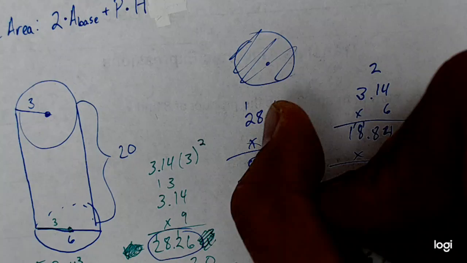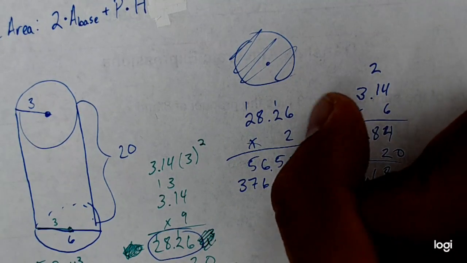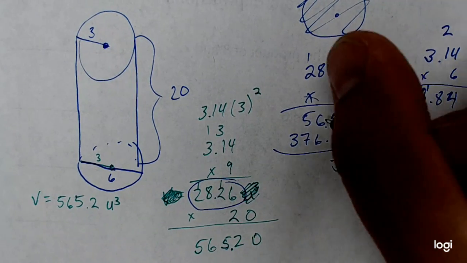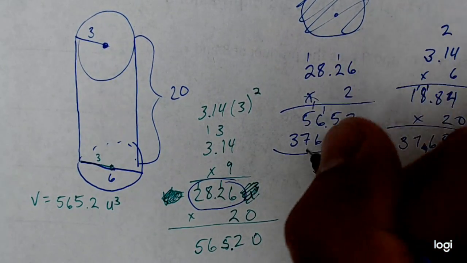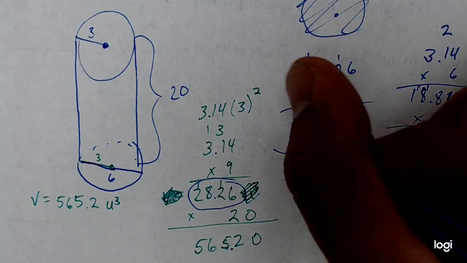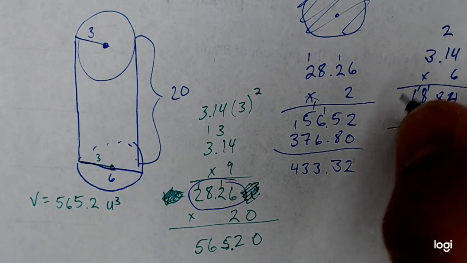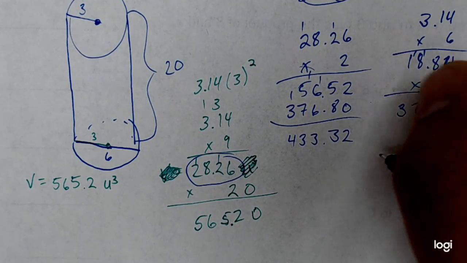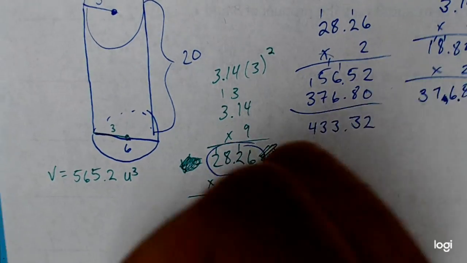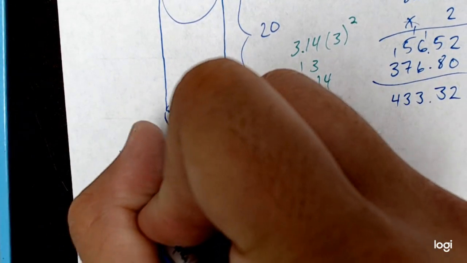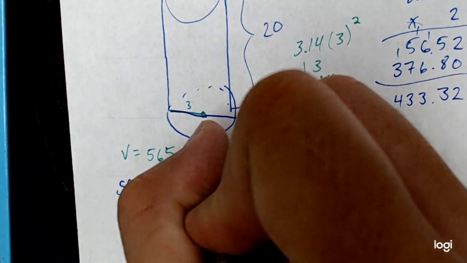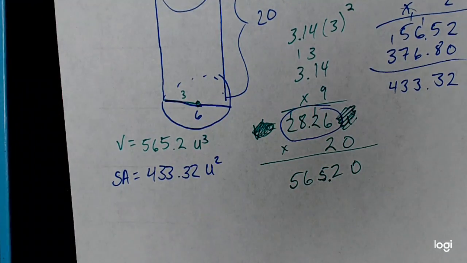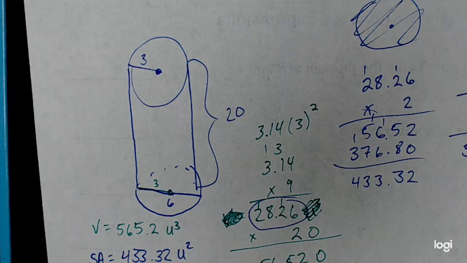So let's take 376.8, add it, 2, 13, 13, and 13 again, and 4. So I get 433 and 32 hundredths. And that's going to be in units squared. So surface area equals 433.32 units squared. All right, that's it for this lesson.